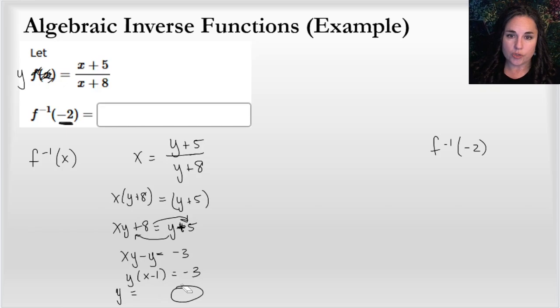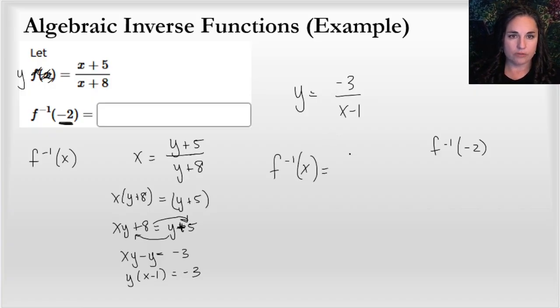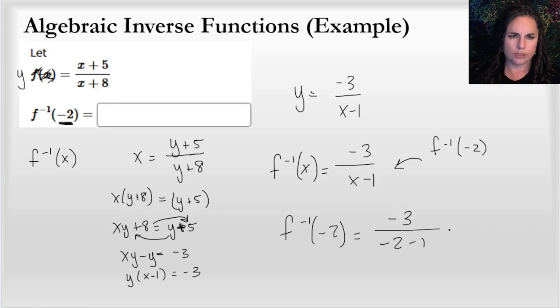So when I do this and I get the inverse here, you can see that it is a nice little expression, y equals -3 over x minus 1. Or you might write it like this to denote that it's the inverse, -3 over x minus 1. Now I'm going to put -2 into it. f -1 of -2 is -3 over -2 minus 1.